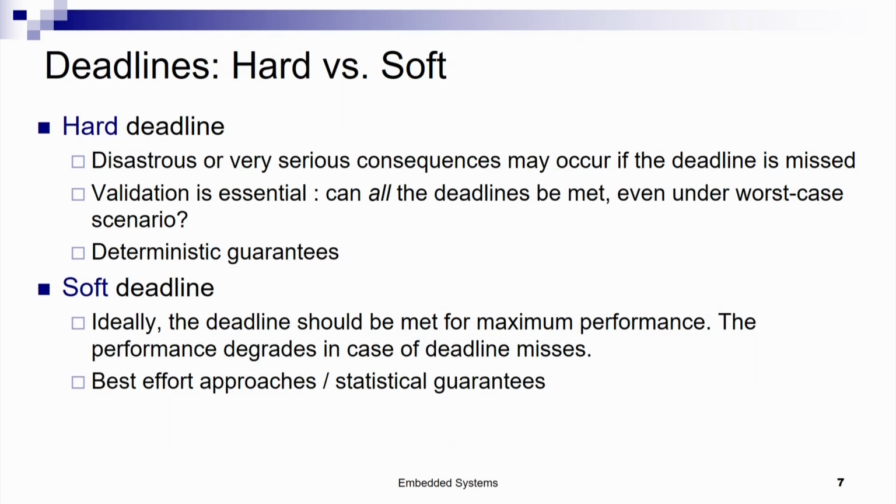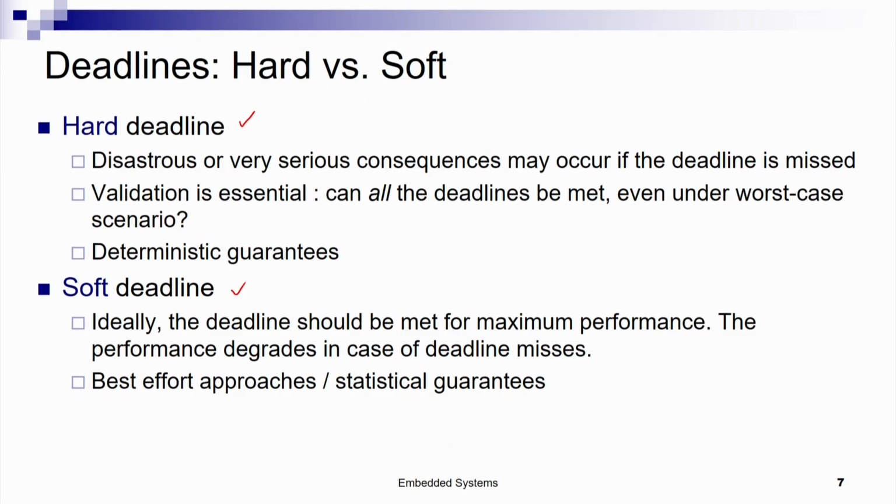Another important criteria is with the deadlines of tasks. Deadlines of tasks can be hard or soft. So, when we have tasks with hard deadlines, the scheduling algorithms are called hard real time scheduling algorithms. When we have soft deadline tasks, we have soft real time scheduling algorithms.